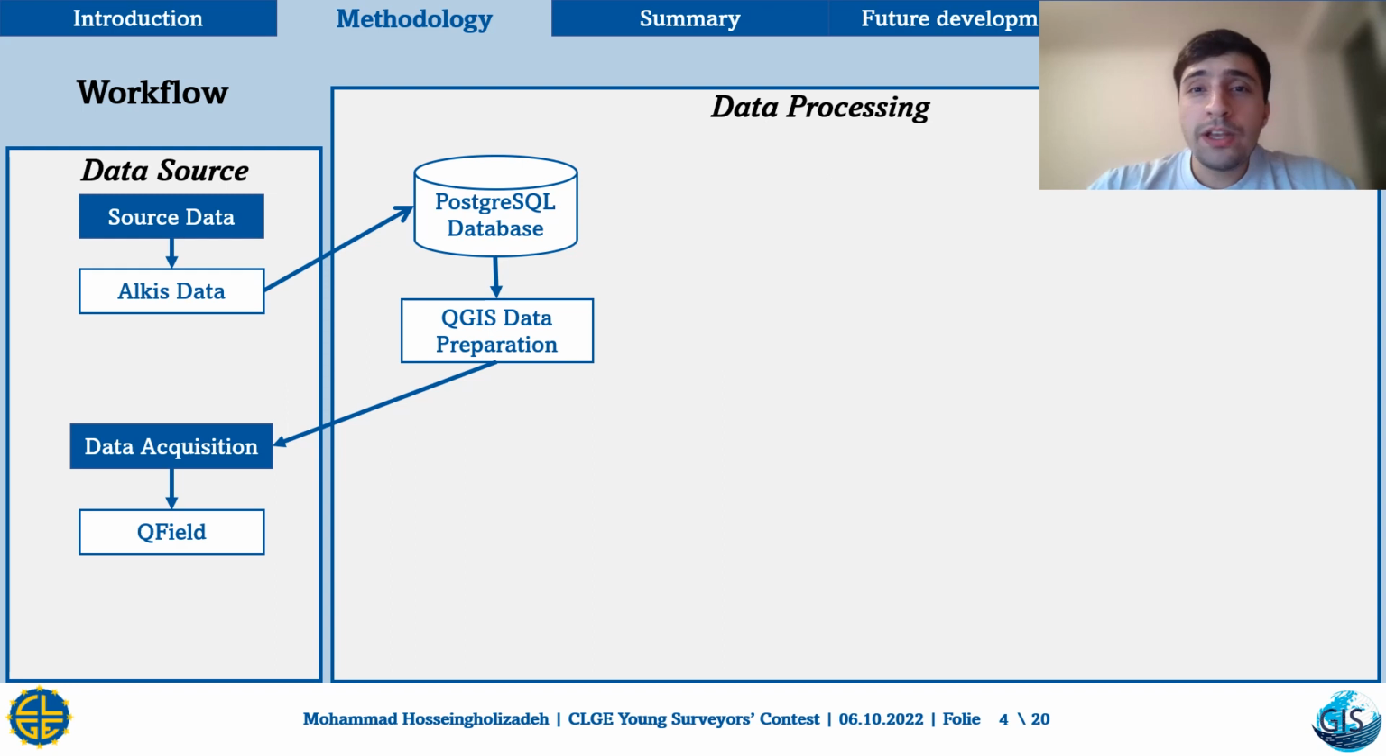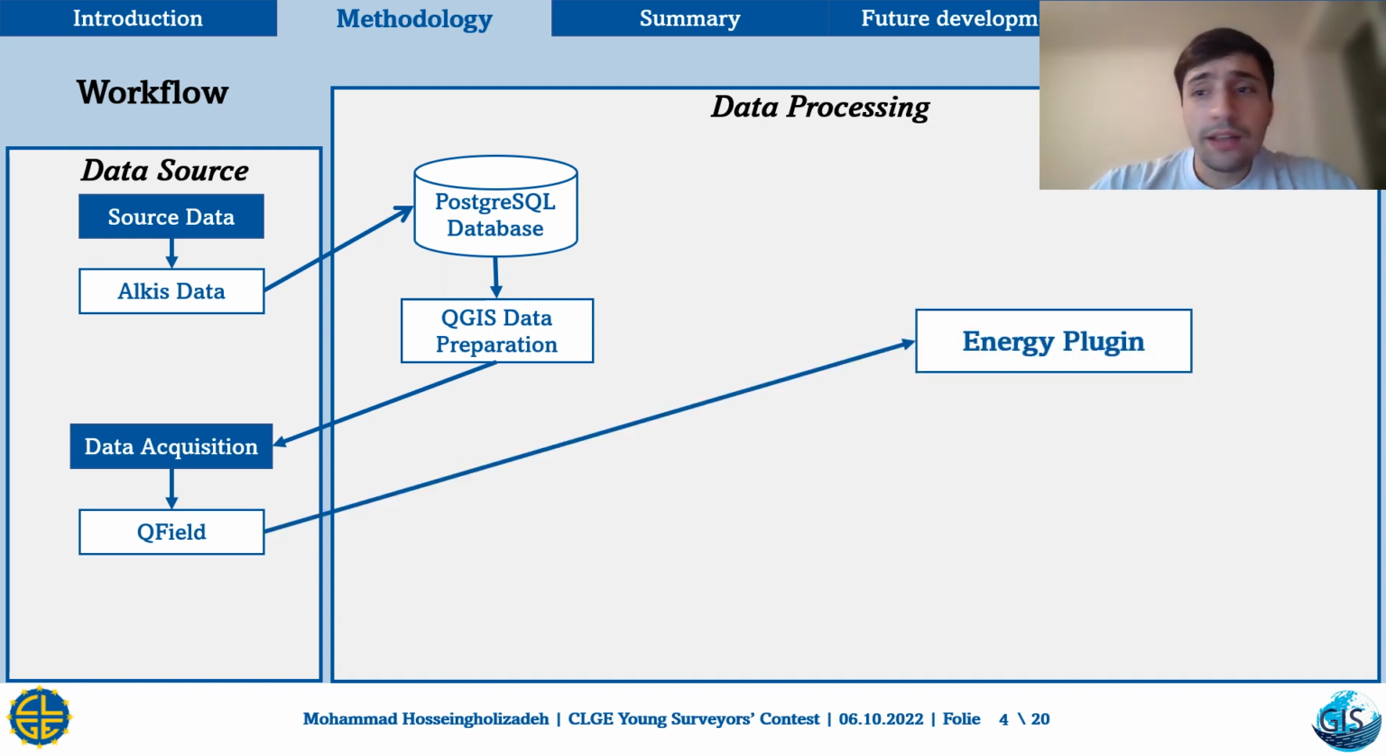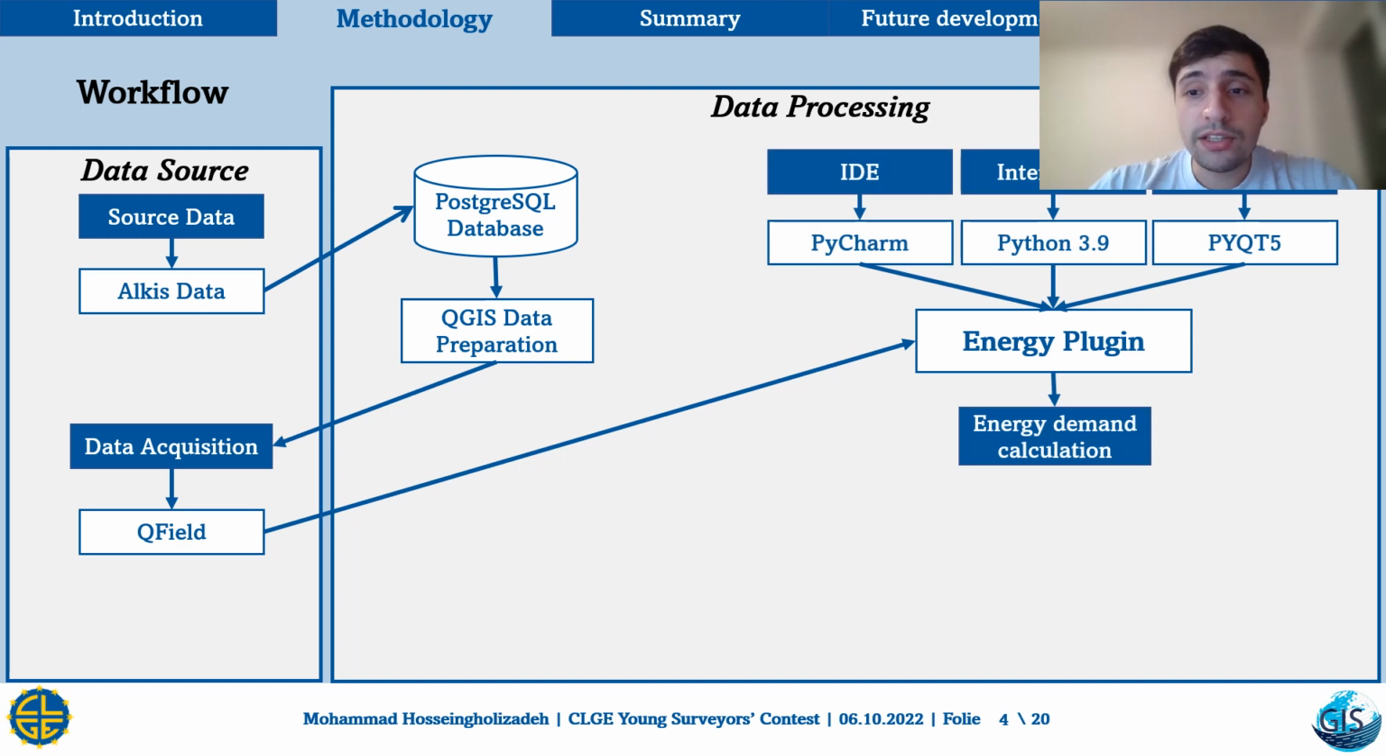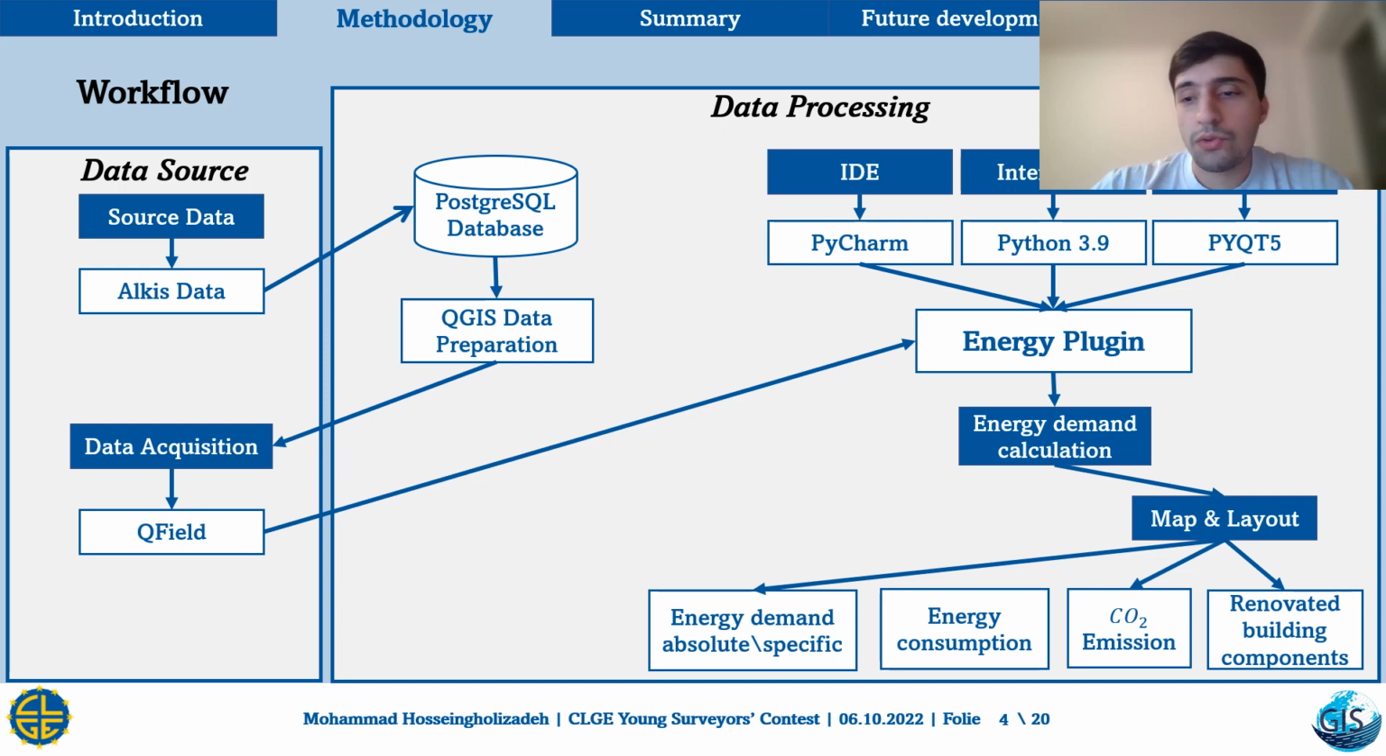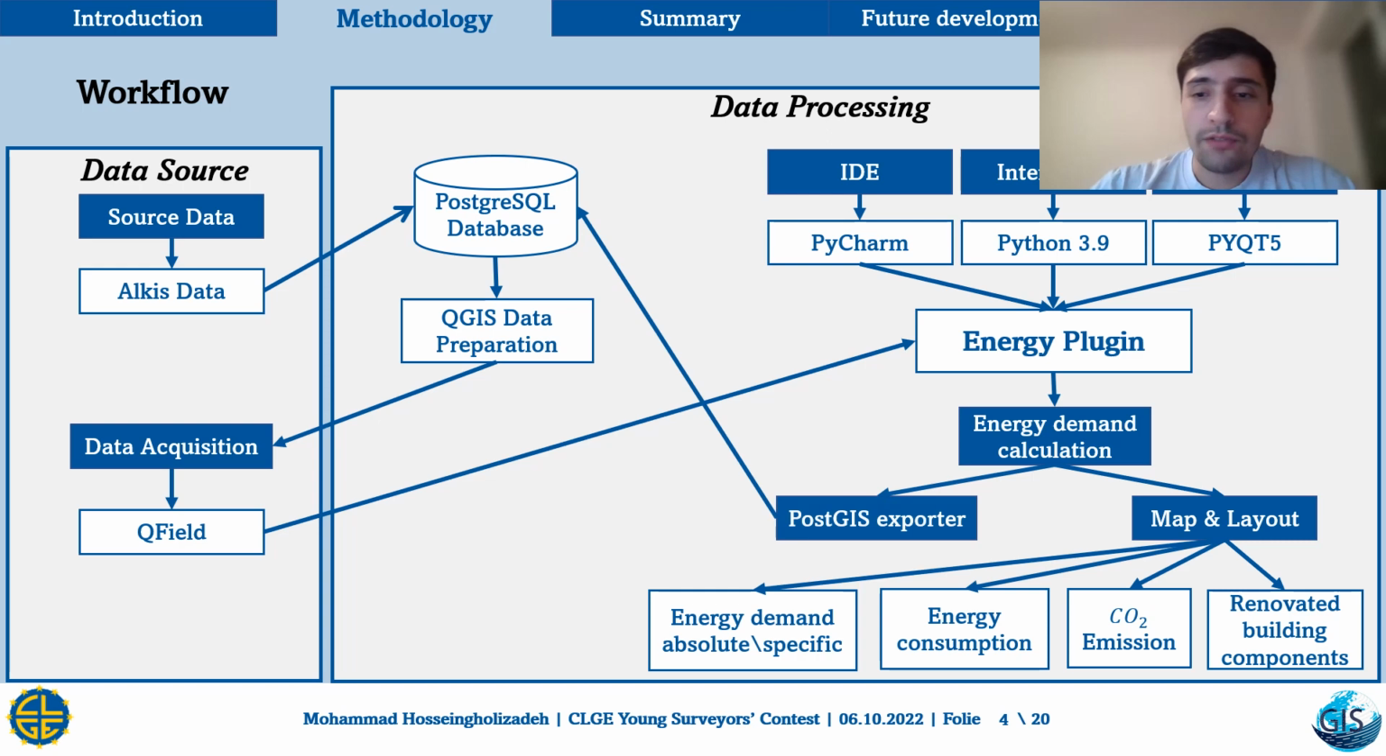Then with QField, we go to the field and capture different types of information about the buildings, energetic and construction values. I will explain more in the next slides. After capturing this information, we come back to the office and use our plugin to start the energy demand calculations. Then we can extract different values: energy demand, energy consumption, CO2 emissions, and so on. One of the most powerful parts of this plugin is generating a wide range of maps with just one click. I will show you later. At the end, we export all the results to Postgres.